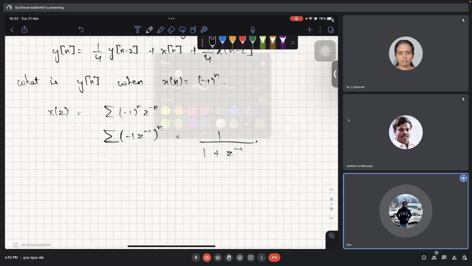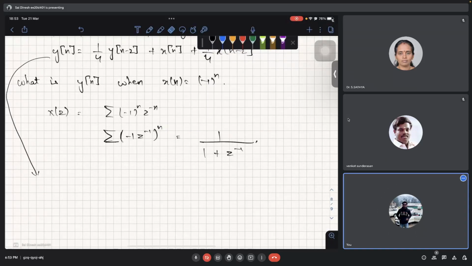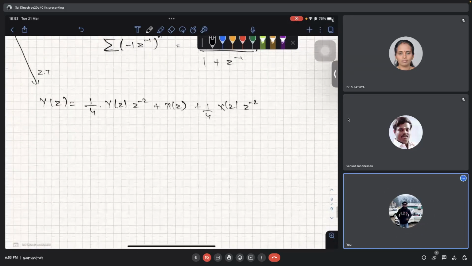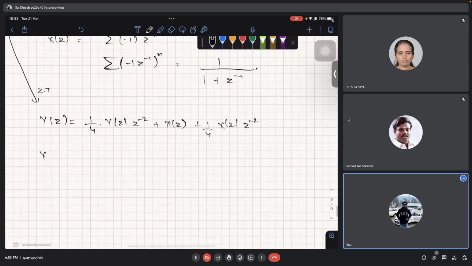Now from the system, if we do the z transform, we have y of z is equal to 1 by 4 y of z z power minus 2 plus x of z plus 1 by 4 x of z z power minus 2. Now if we take y of z common, we get 1 plus 1 by 4 z power minus 2 equal to x of z times 1 plus 1 by 4 z power minus 2.